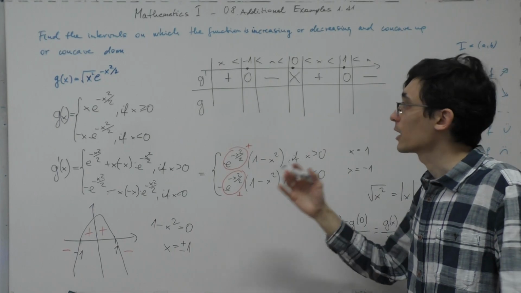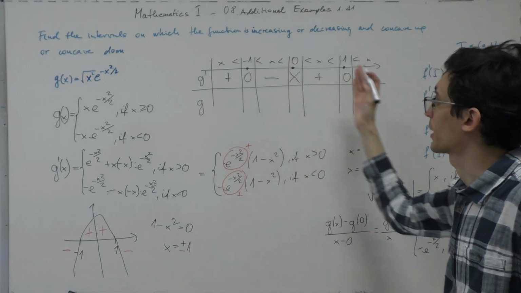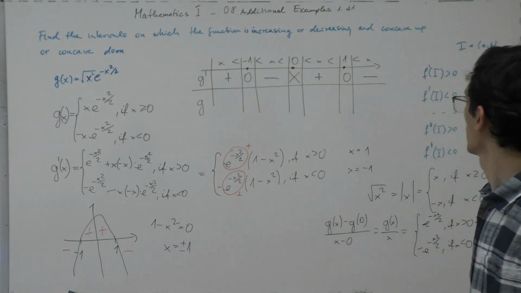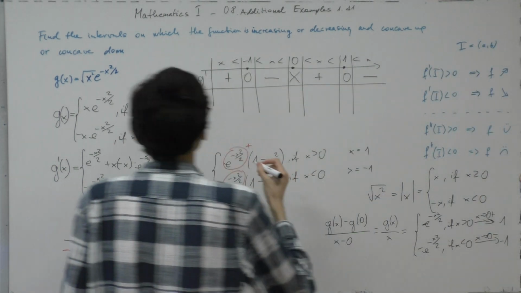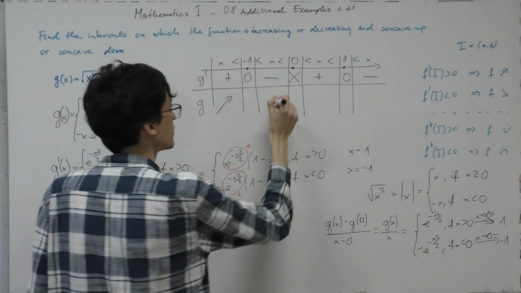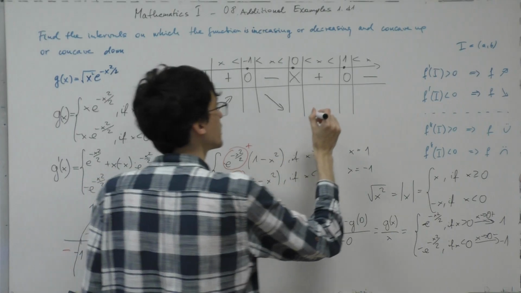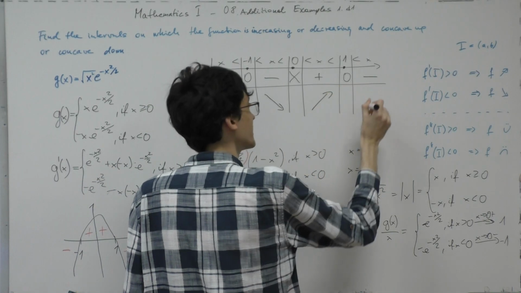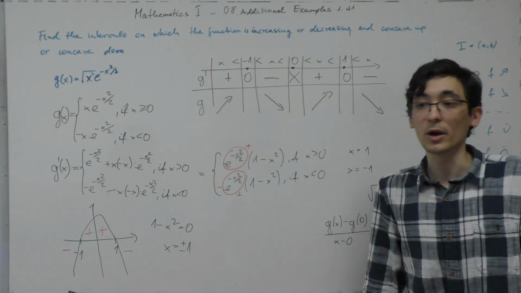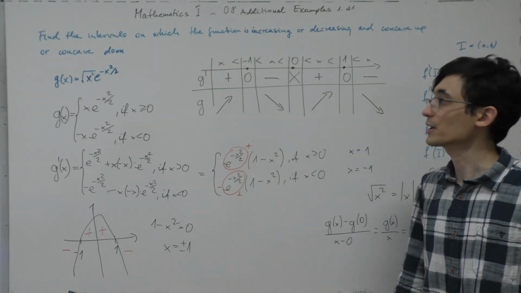And now we have everything to find where our original function is increasing or decreasing. Using our rule, it's obvious that our original function is increasing here, decreasing here, increasing here, decreasing here. And now we are finished with our original exercise.